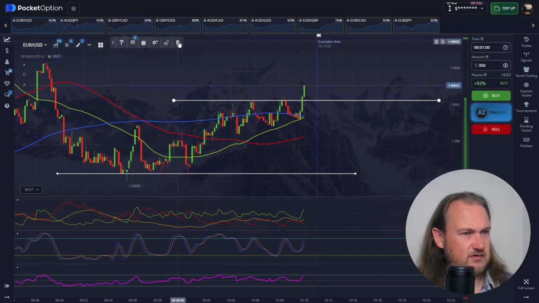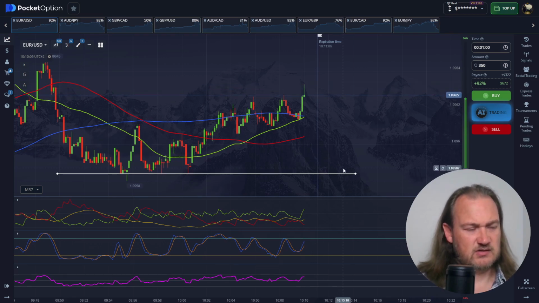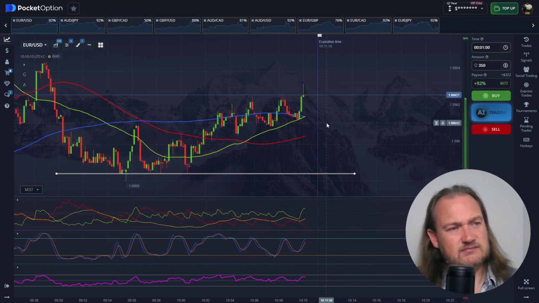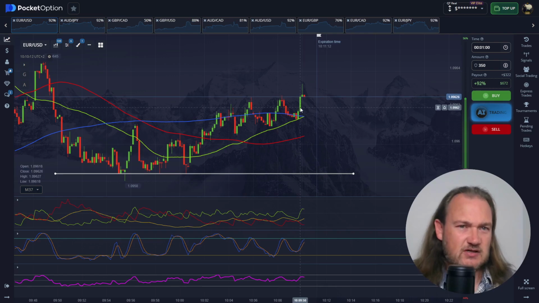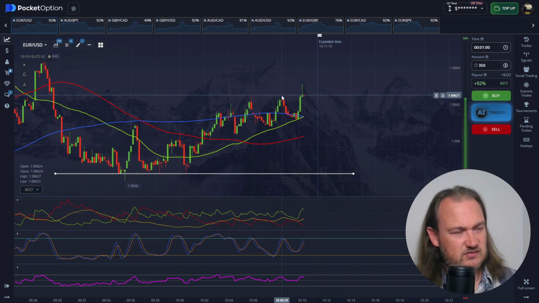Okay, so this is not valid anymore. We're gone. Okay, so now we can definitely look for buy trades. Oh, don't tell me you're coming down again. It's a very, very strong level, it seems. This area here.